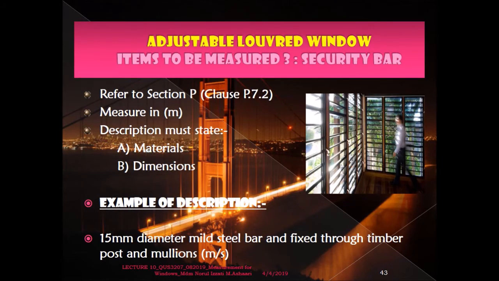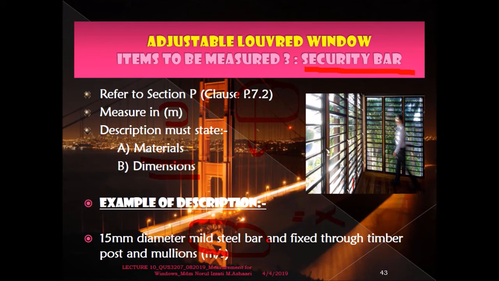Next item, normally we have the security bar, but some louver windows don't have the security bar. You have to check the detail. Basically, for this security bar, we have to refer to section P. Section P, metalwork, is under the plate. We have to measure in meters, describing the material and the dimension. Even though this item is using mild steel bar, it is not going to be measured in kg.